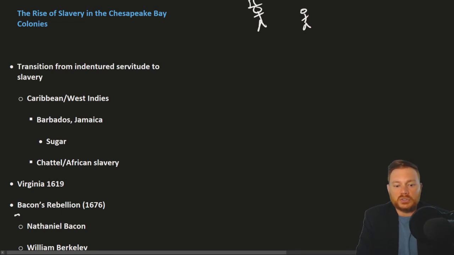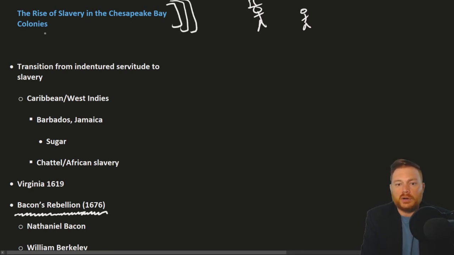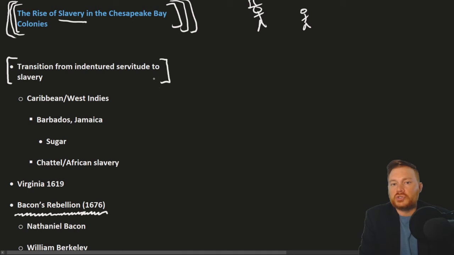And that consequence was Bacon's Rebellion in 1676. And Bacon's Rebellion has a part to play in this transition in the Chesapeake and later on all of the southern colonies, in the English colonies. And that is the rise of slavery, specifically African slavery, and the transition from indentured servitude to slavery. So this is an important point to take note of.